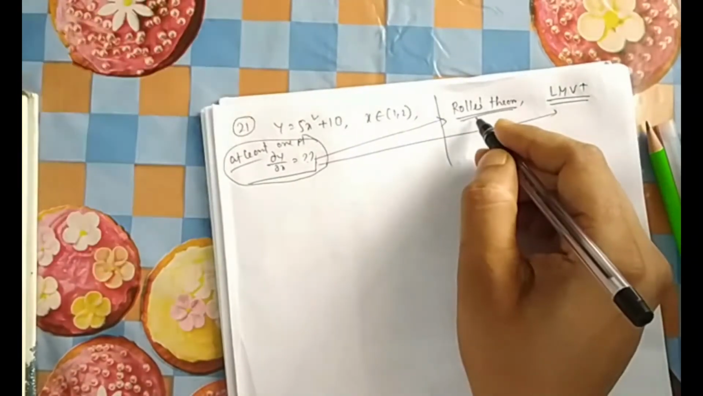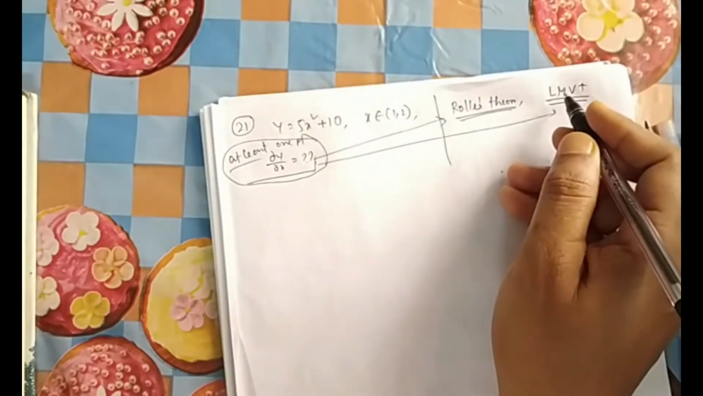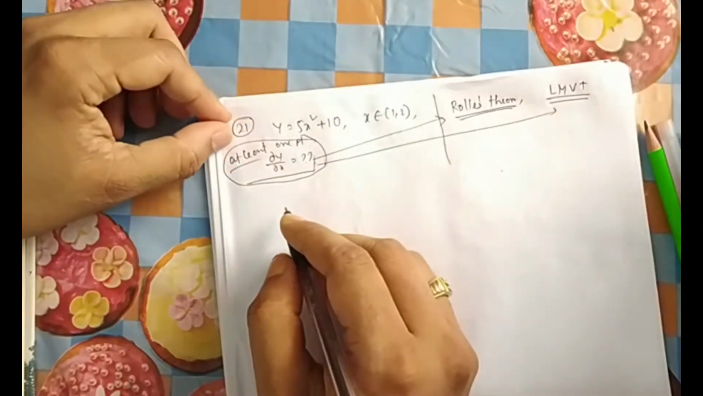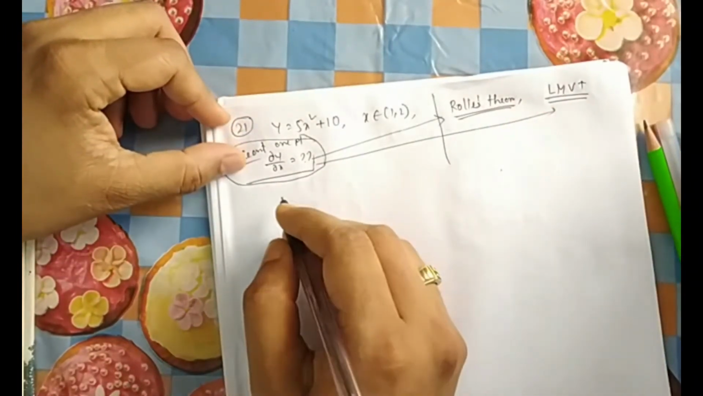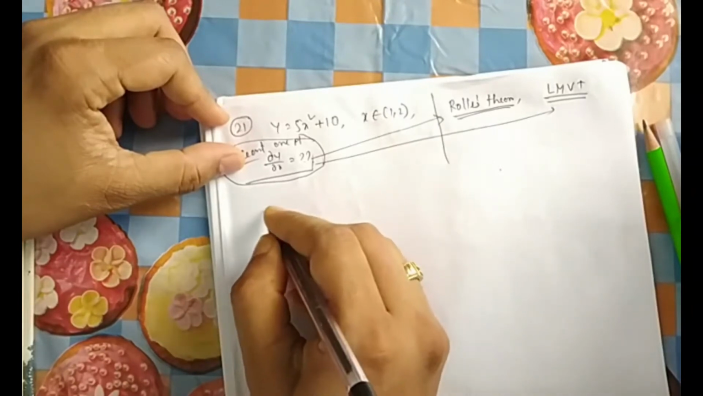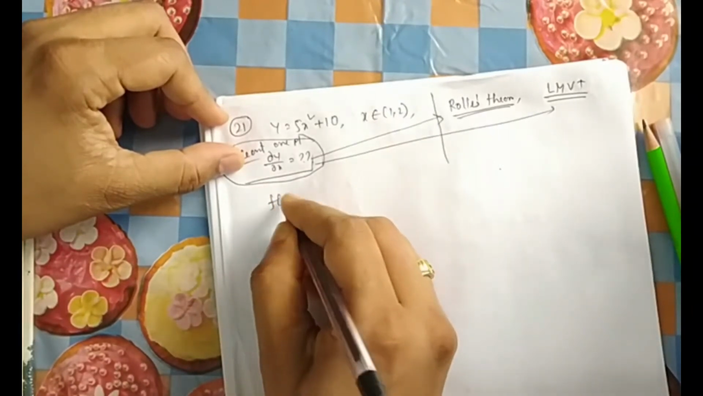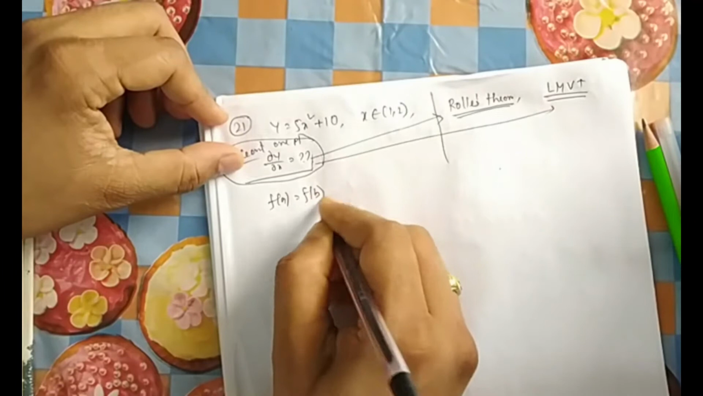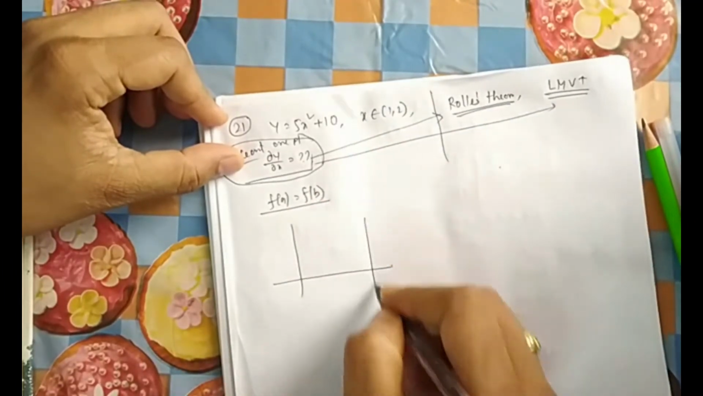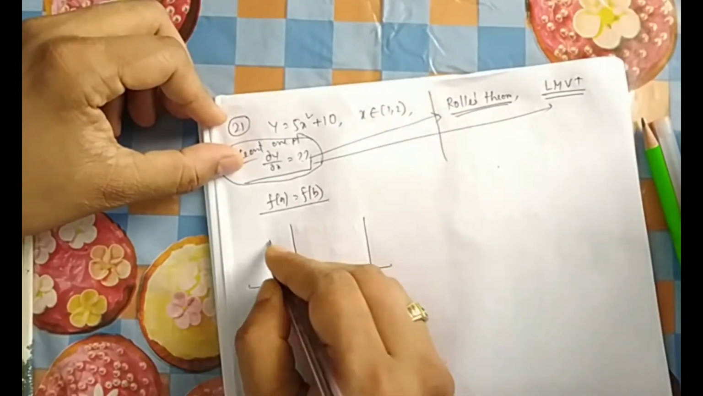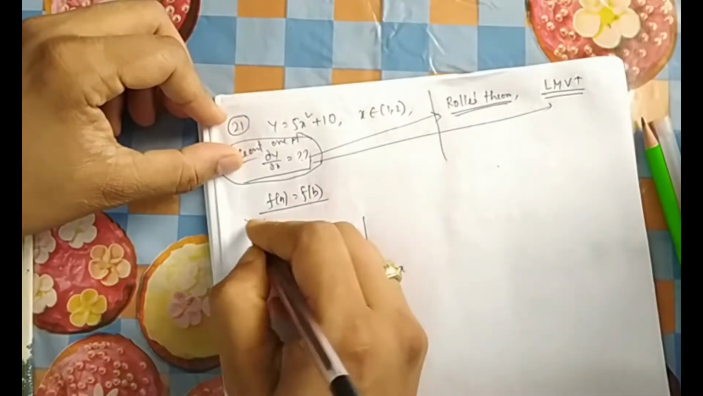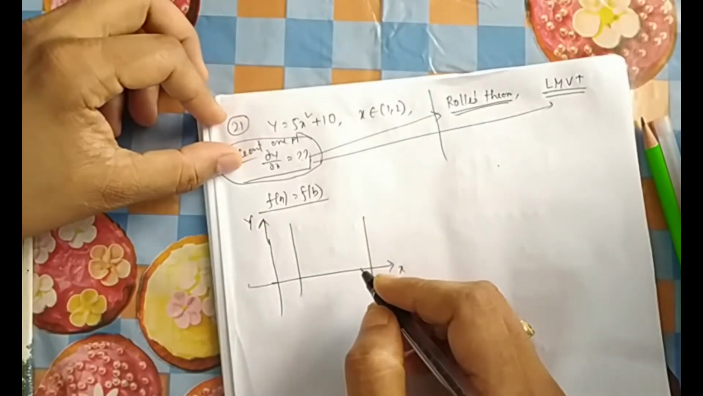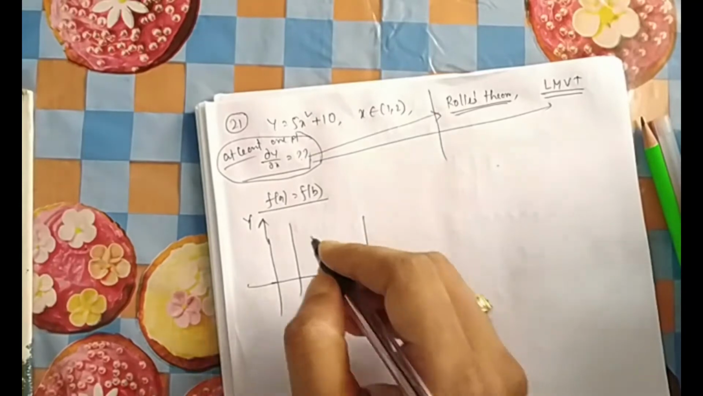It started with Rolle and then came the Lagrange mean-value theorem. They have just generalized it. So first let me write the formula for Rolle's theorem. Rolle said that if f(a) is equal to f(b), where f(x) is a function and a, b are 2 points. Suppose this is your x and y axis. The physical interpretation of any theorem is very important. Then only can you remember it.